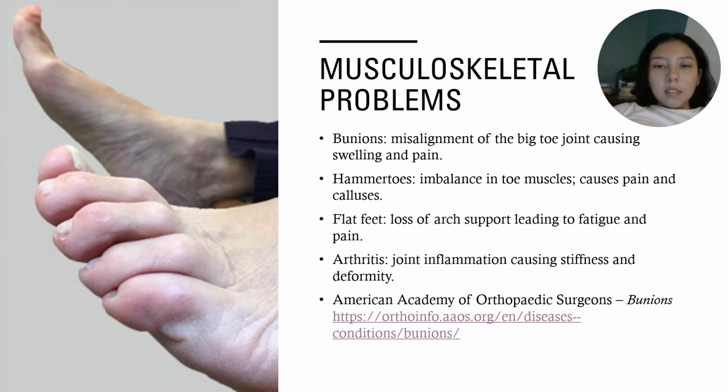Okay, so now let's talk a little bit more about the musculoskeletal problems. Now, with bunions, these occur when the big toe joint becomes misaligned and it creates a bony bump, and this can lead to swelling and pain. Hammer toes can come from an imbalance in toe muscles, which makes the joints bend abnormally, and this leads to pain as well, and often calluses.